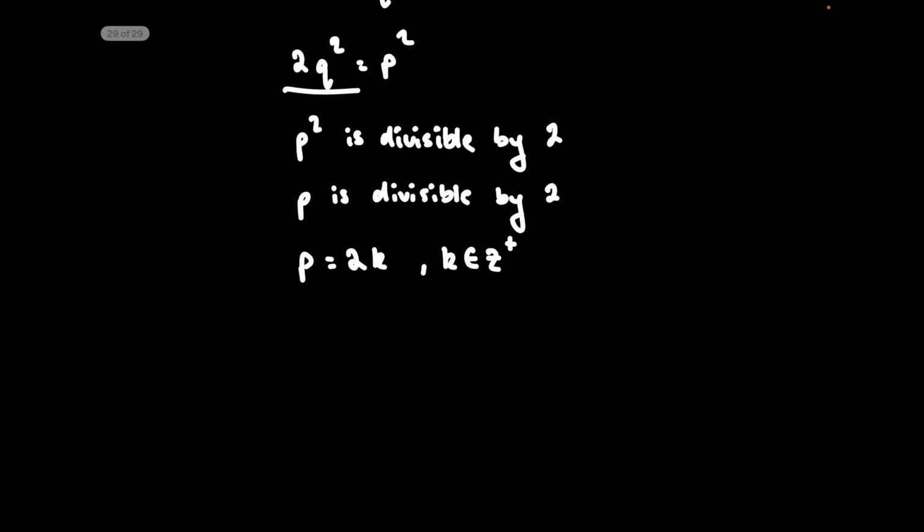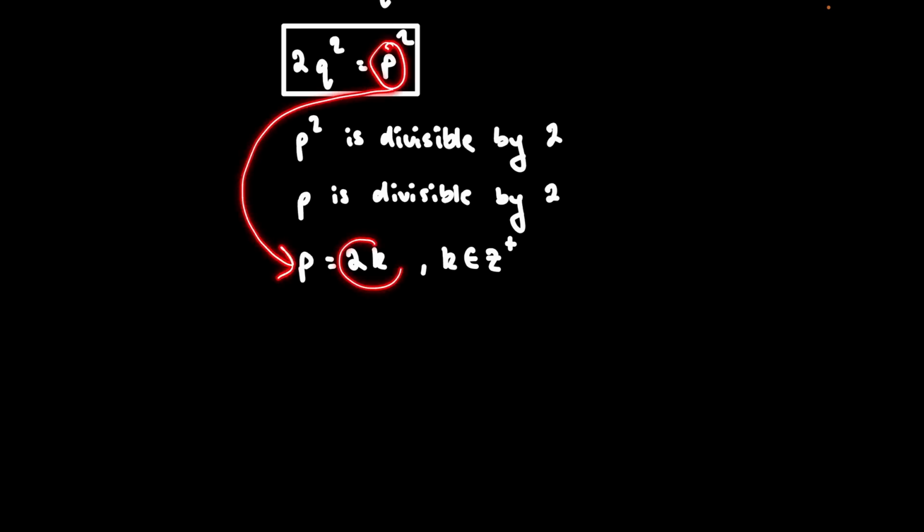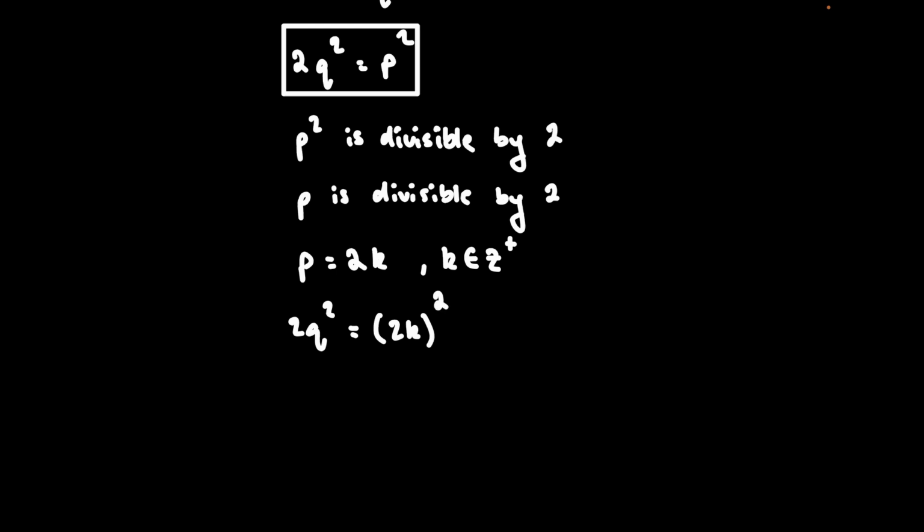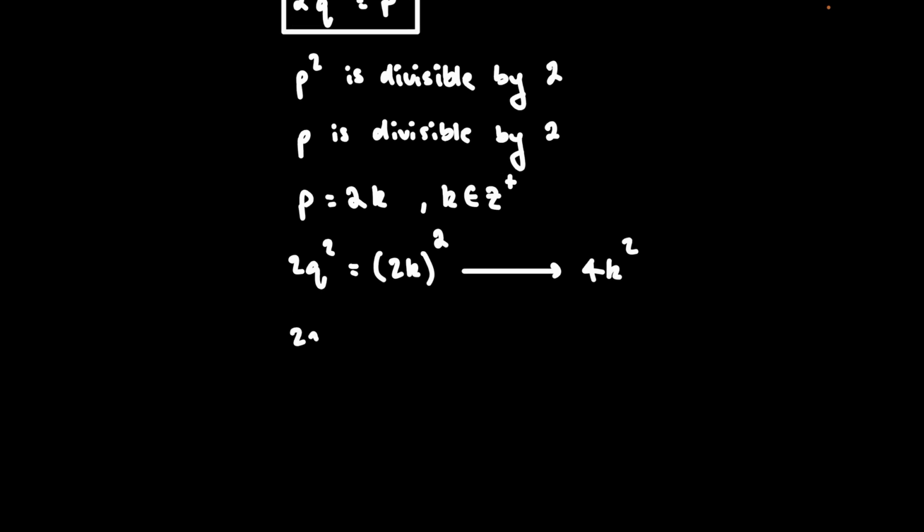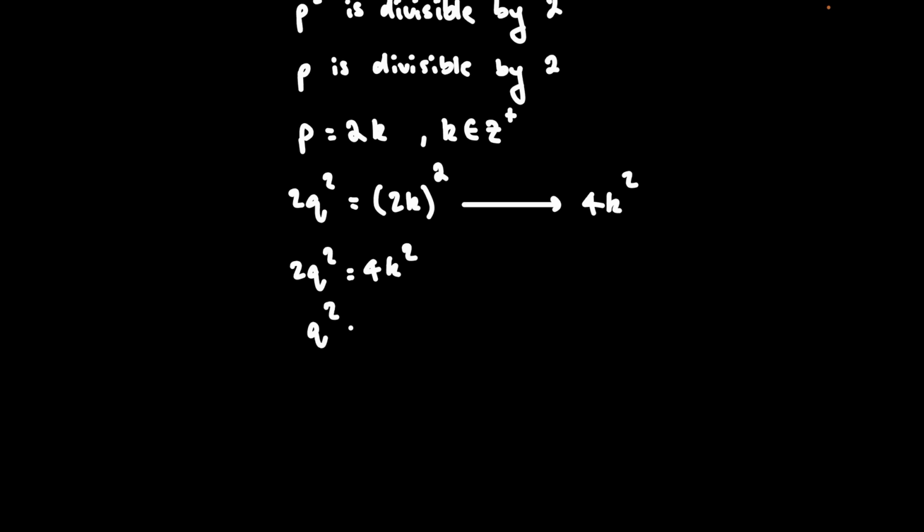Now continuing on, we have this line over here at the very top of our screen: 2q squared equals p squared. I can replace the p here with p equals 2k. So what I'll get is 2q squared is equal to (2k) in brackets, whole squared. Now expanding this out, we'll get 4k squared. That means that 2q squared is equal to 4k squared. I can simplify this by saying that q squared is equal to 2k squared, by dividing both sides by 2.